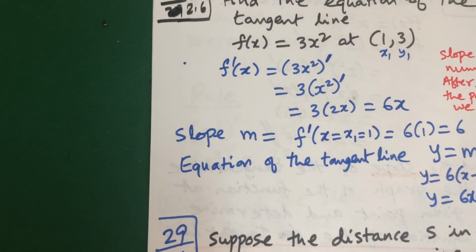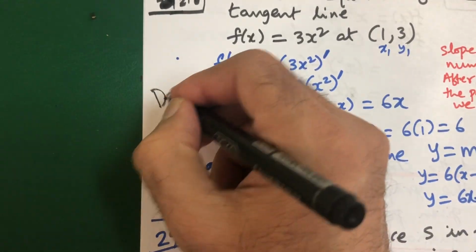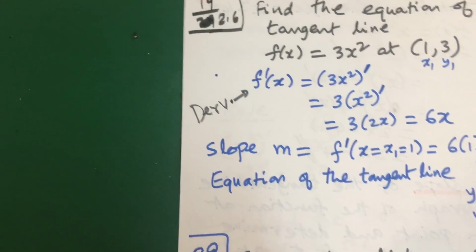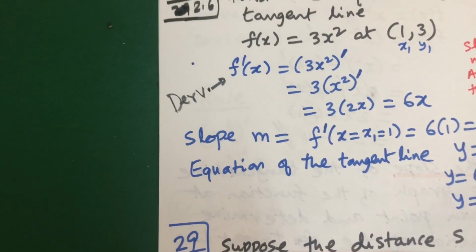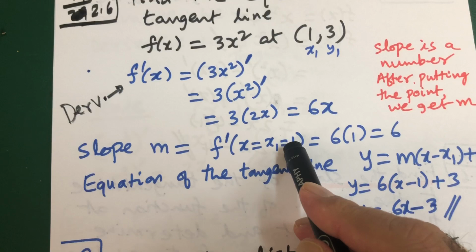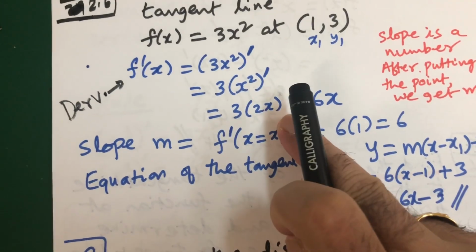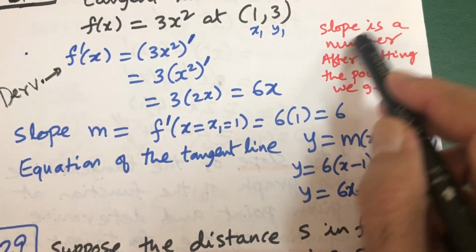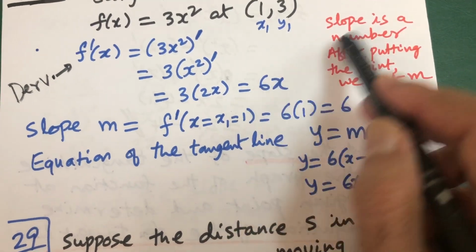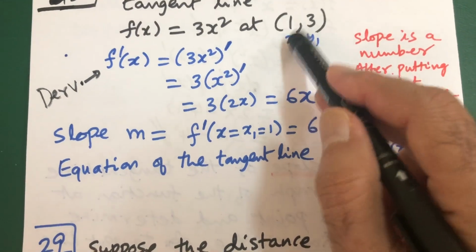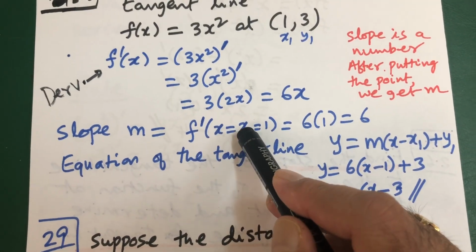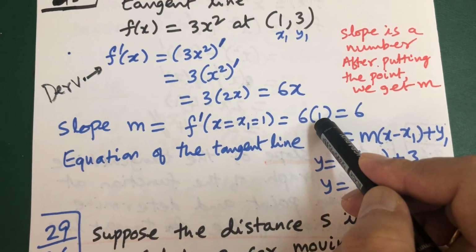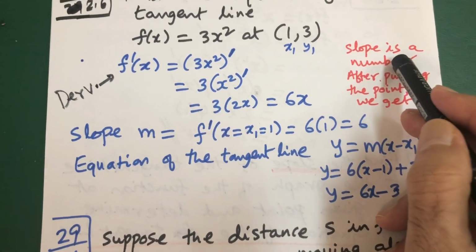After putting the value x equal to x1, what you get is called a number. That number is called the slope. See, slope is a number. Slope is not 6x; slope is a number, please. So I'll put x equal to x1, which means 1. I replace x with 1, so 6 times 1 is 6. Slope is a number, don't forget it.